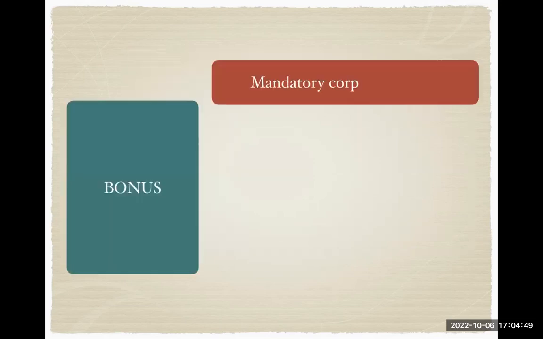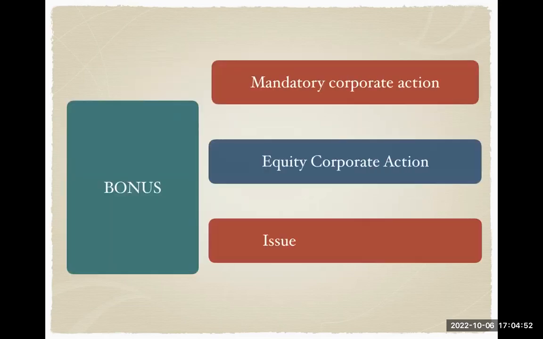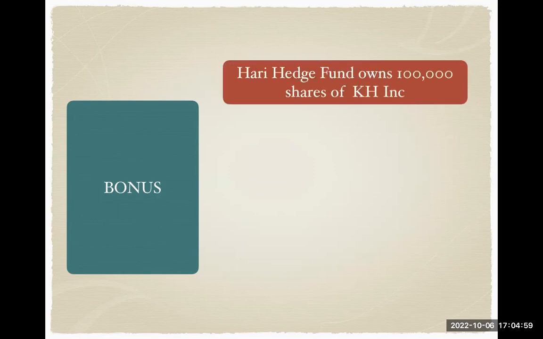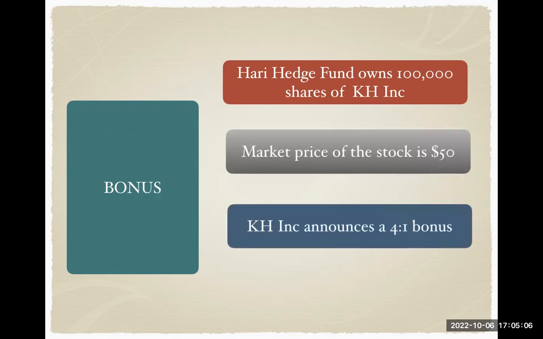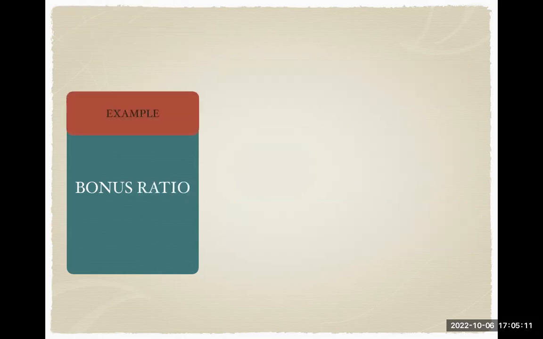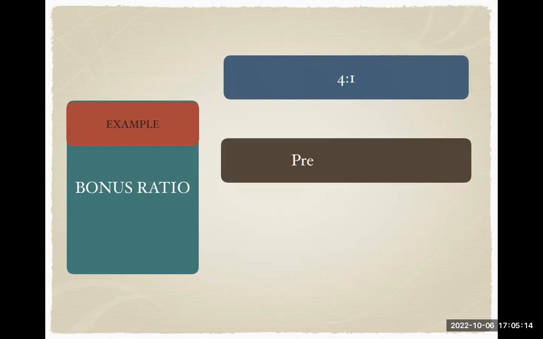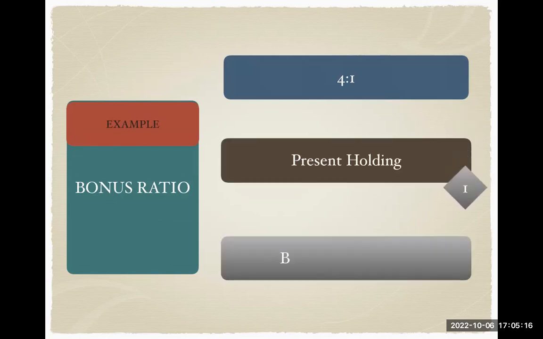What is bonus then? Bonus is a mandatory corporate action that affects equity instruments. It's an issue of additional shares. The par value doesn't get reduced. Let's understand the bonus ratio. Hari Hedge Fund owns 100,000 shares of KH Inc. The market price of the stock is $50. KH Inc. announces a 4:1 bonus. The bonus ratio, if it is 4:1, the present holding is 1. The bonus shares issued is 4. So the firm will then hold 1 + 4, that is 5 shares.